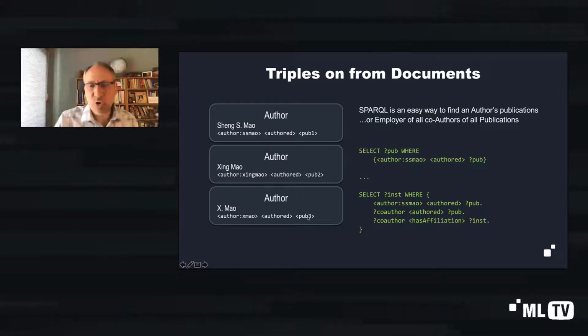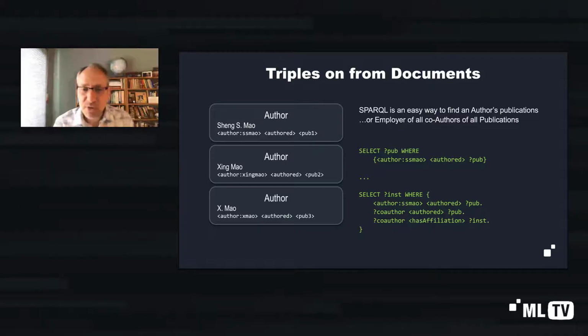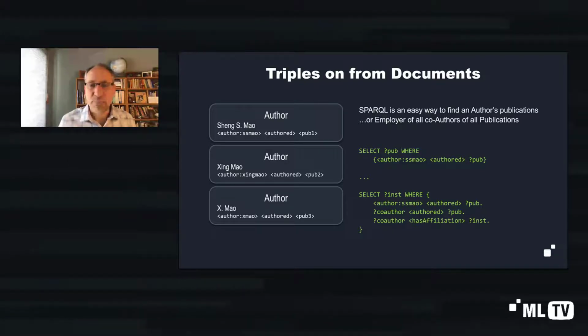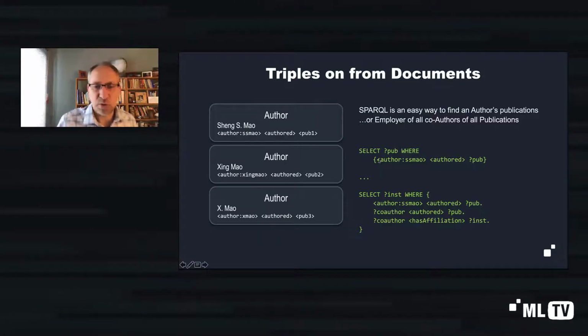And you can use SPARQL to find things. You know, what are the publications of this author? And more realistically for graphs, show me all of the employers of all of the co-authors of all of the publications that this author has authored, right? You can link many hops through the graph very easily. So you can do these two SPARQL queries.